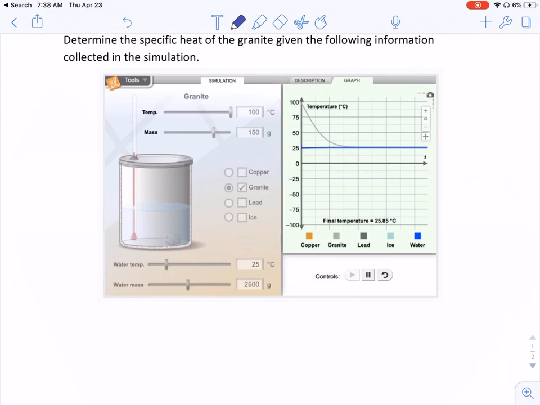I'm doing granite for this problem, so you want to find the specific heat of granite. Something that's different about my problem compared to yours is I'm going to start with a mass of 150 grams. So this is not exactly from your lab. I've changed up the initial mass, so my numbers will work out a little bit different, but the process will be exactly the same. So you can mirror this in what you're doing in your lab.